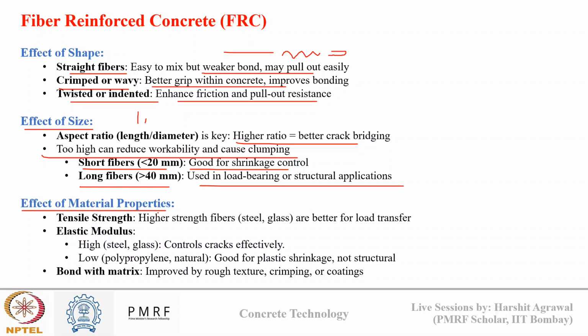So depending upon the type of application, we can use a short fiber or a long fiber. Then effective material property. Tensile strength: a higher strength fiber like steel fiber or glass fiber performs better for load transfer. Elastic modulus: if we have high elastic modulus, it controls the cracks effectively. Or if you have a low elastic modulus of fiber, like polypropylene fiber or natural fiber, they are good for plastic shrinkage. And how the fibers bond with the matrix, that is cement paste, is also important. If I have a rough textured fiber, or a crimped fiber, or certain silica coated fiber, they bond better with the cement paste around them, which increases their efficiency.